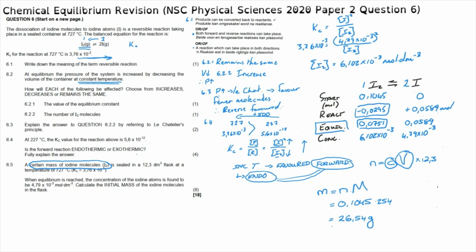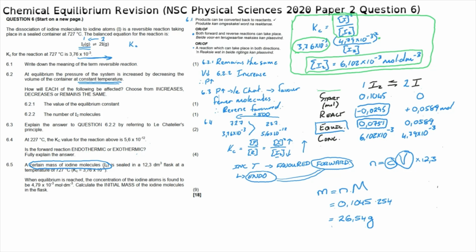And so just to walk through that calculation once again, we use the given value for the Kc at this temperature of 3.76 times 10 to the negative 3, along with our expression for Kc and the concentration of the iodine atoms at equilibrium, which is given to us, to find our equilibrium concentration of iodine molecules.